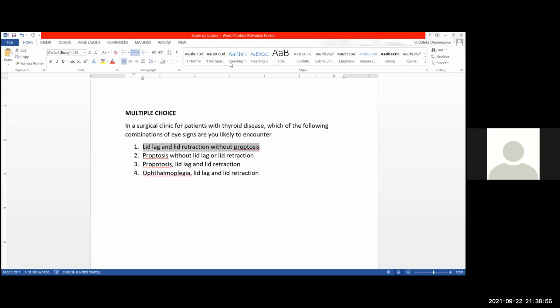Yeah, exactly. So lid lag and lid retraction are caused in any cause of hyperthyroidism or thyrotoxicosis, not only in Graves' disease, because it's because of sympathetic overactivity, right? So you're going to get patients like that without proptosis. Next one, proptosis without lid lag or lid retraction. Are you going to get that? Anyone?